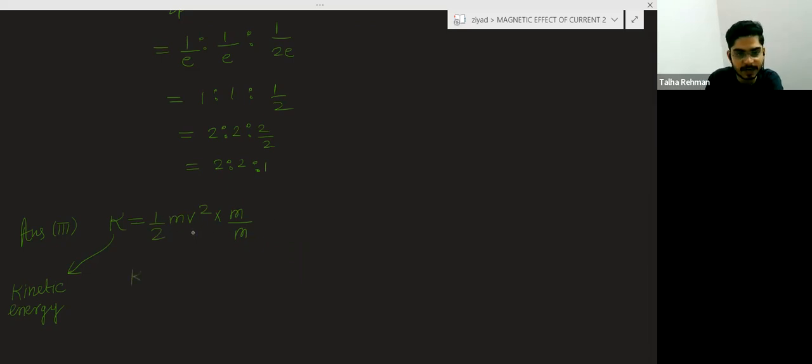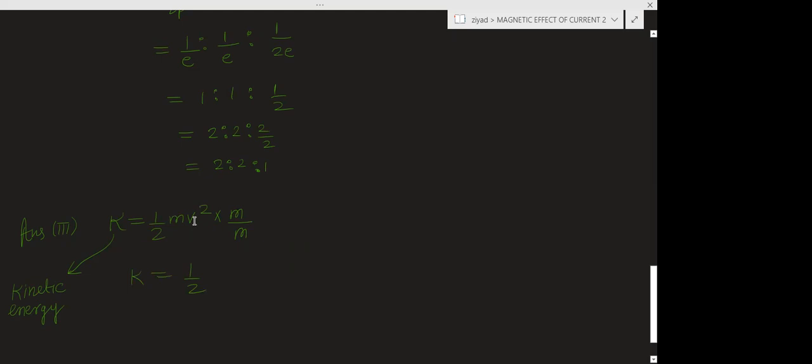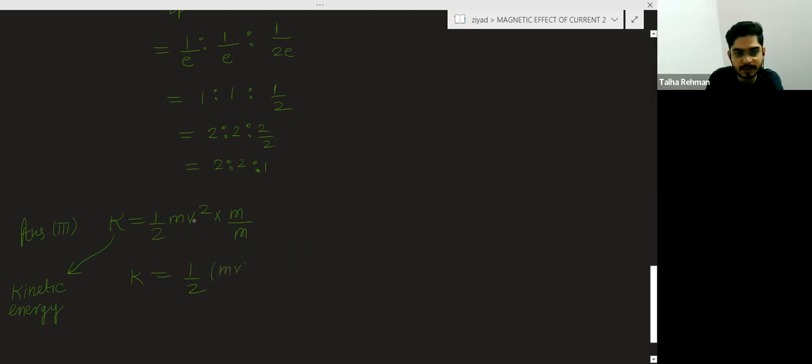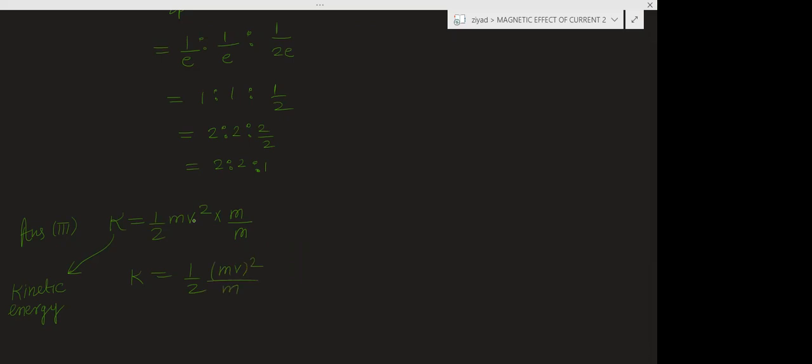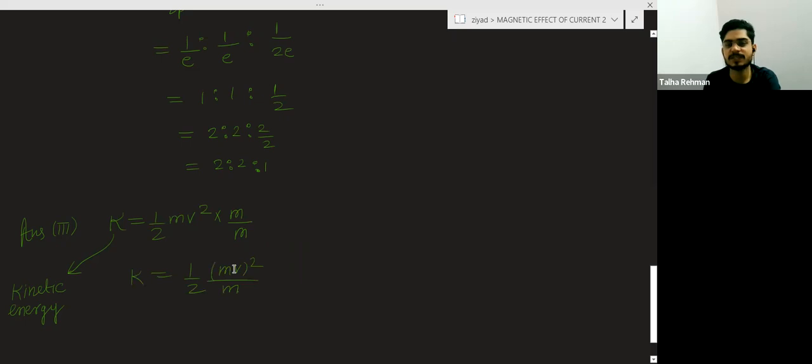So I can write this kinetic energy as half, this m and m will be m square, and here is also the v square. So you can write this as (mv) whole square divided by m. And this mv is the momentum. You can write this equation in this way also. You can just calculate mv from here. (mv) square is given by 2m into K.